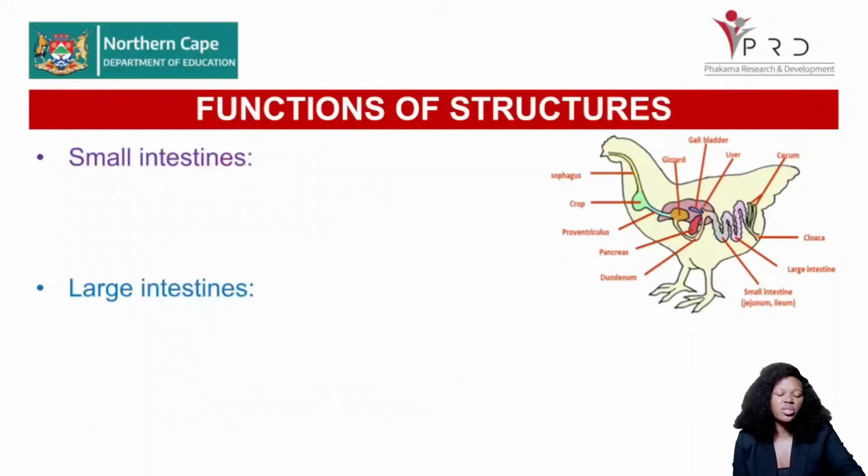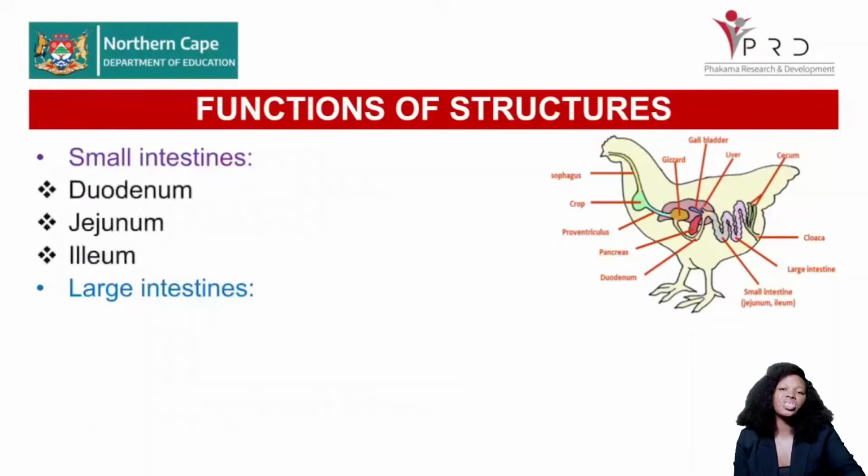Now let us move to the small intestines. Same functions as a pig. Duodenum, maximum digestion. Jejunum, maximum absorption of digested nutrients. Ileum, minimal digestion and absorption.